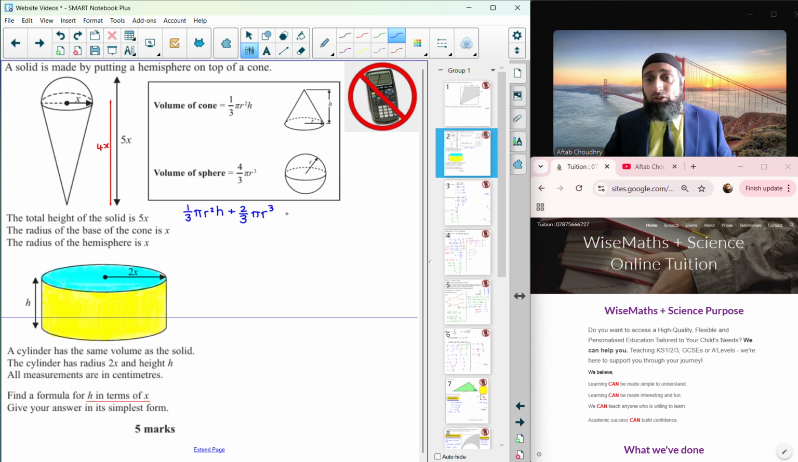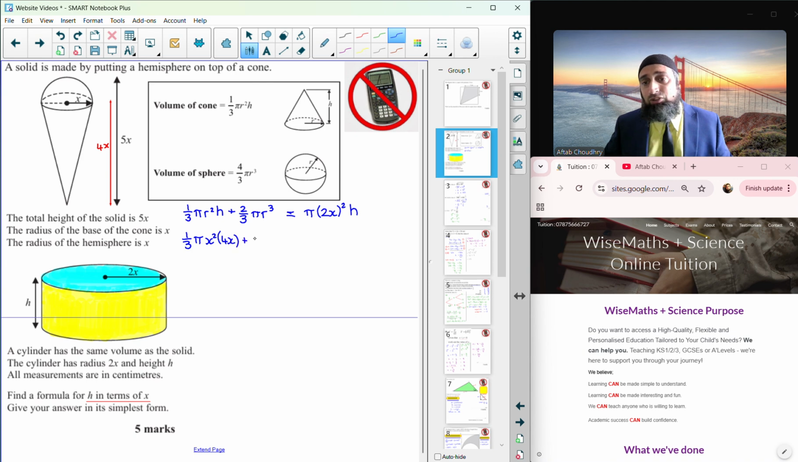Now these two will work out to be the volume of the solid, and that is equal to the volume of the cylinder. The volume of the cylinder is going to work out to be pi times radius squared multiplied by the height. We square the radius to get the area, multiplied by the height, and we'll leave that as h at the moment. Let's fill in the blanks then. You should get 1/3 pi, x squared, and the height over there is also going to be 4x.